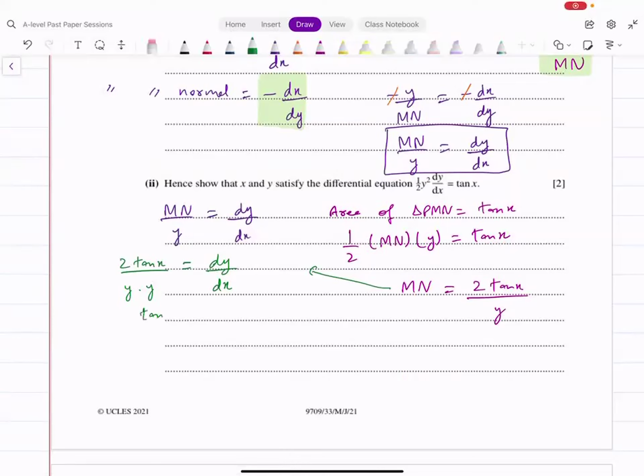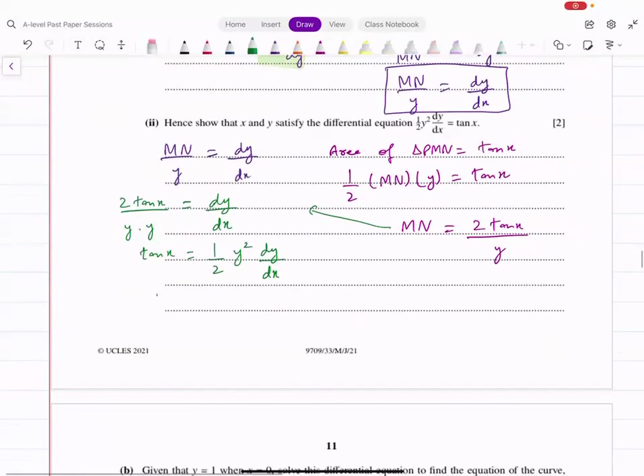Tan x को यहाँ पे रख लेते हैं. बाकी सब कुछ right पे ले जाएं. Y into y is going to be y square. 2 वहाँ पे चला जाएगा. 1 over 2 बन जाएगा. So we got 1 over 2 y square dy over dx, and that's what we wanted to prove there. हमने कर दिया. इसको rearrange करके लिखना चाहे लिख सकते हैं. 1 over y square into dy over dx, that equals tan of x. This is what we wanted to prove there.